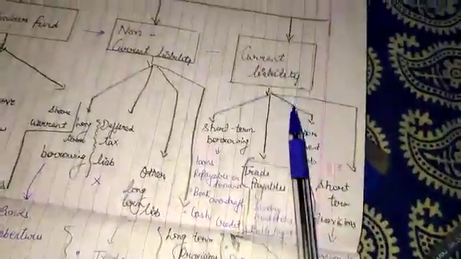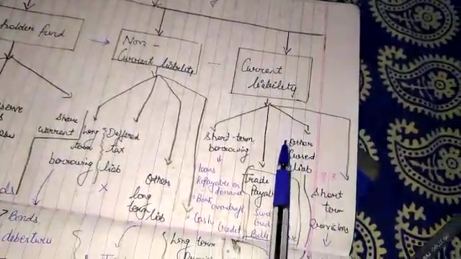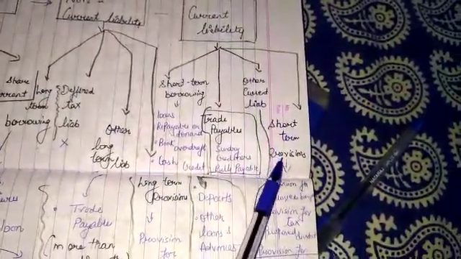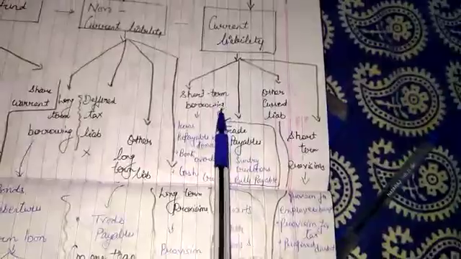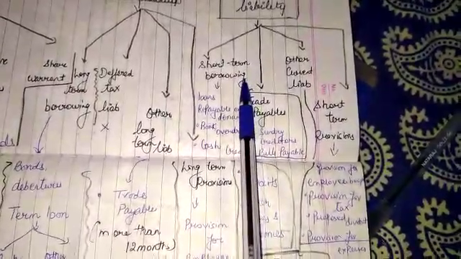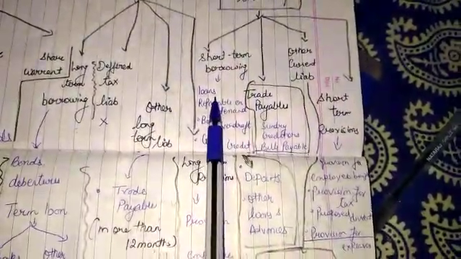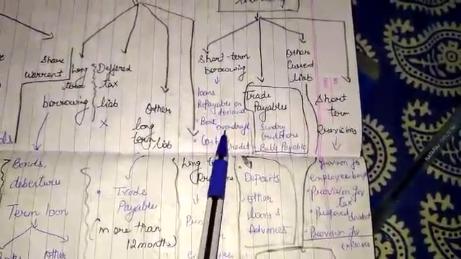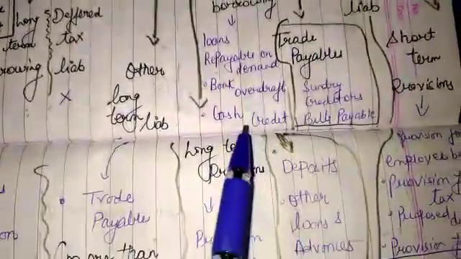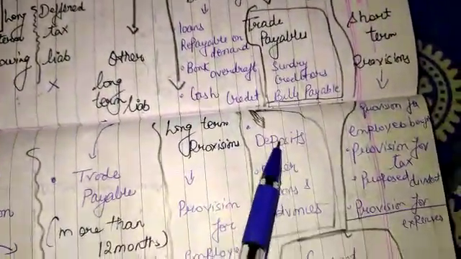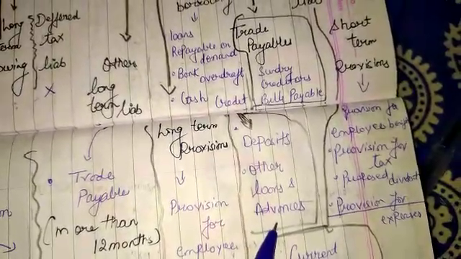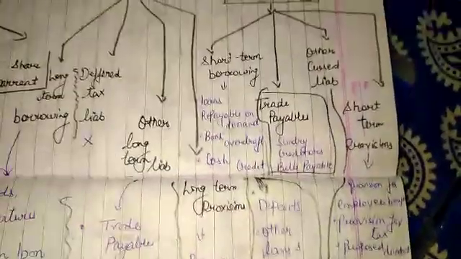Now in current liability there are four heads. First is short-term borrowing, second is trade payables, third is other current liability, fourth is short-term provision. Short-term borrowings include long-term loans repayable on demand, which are paid on demand. Next is bank overdraft, next is cash credit, fourth is deposits, fifth is other loans and advances. So the last is other loans and advances.